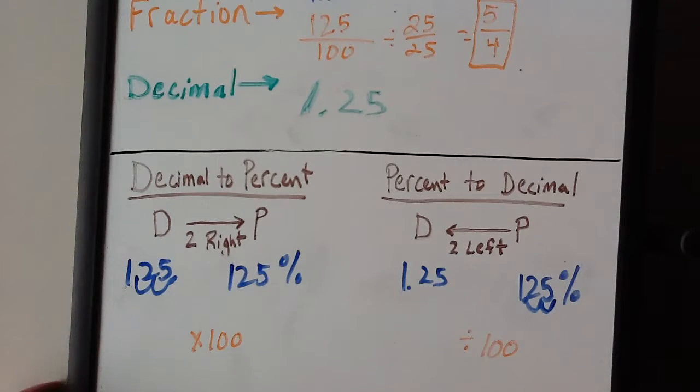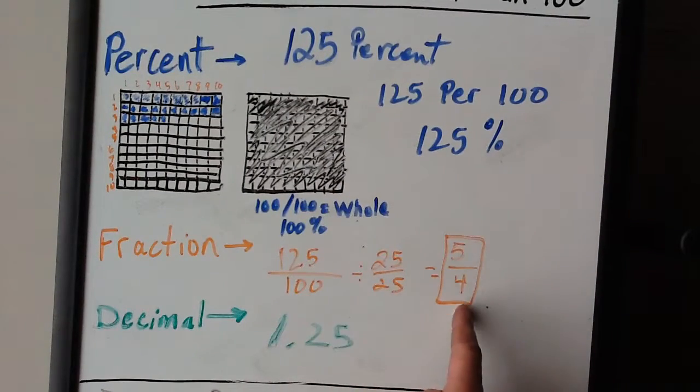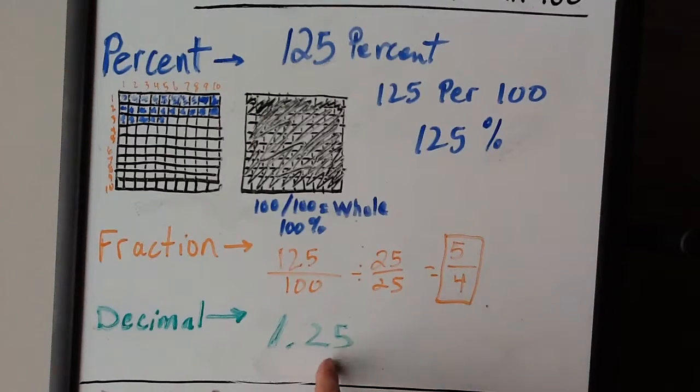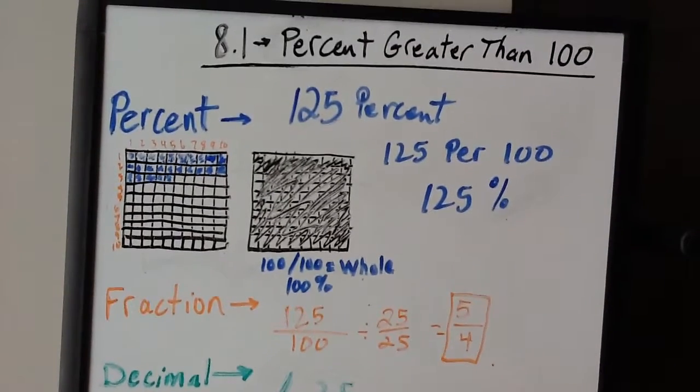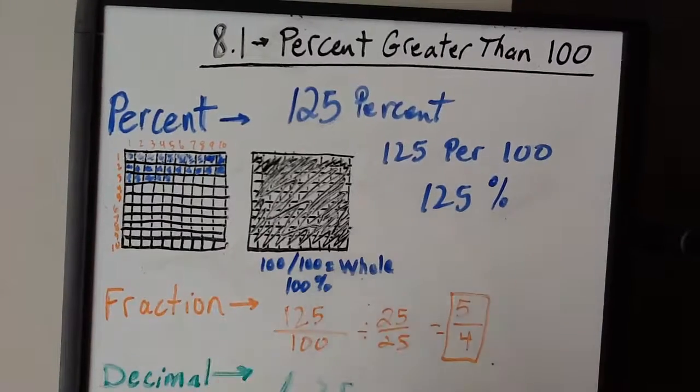So here we have these 3 forms. We have 125%. We have 5/4 in simplest form, and we have 1.25. All of these represent 125%, which is greater than the whole, to represent this shaded region.